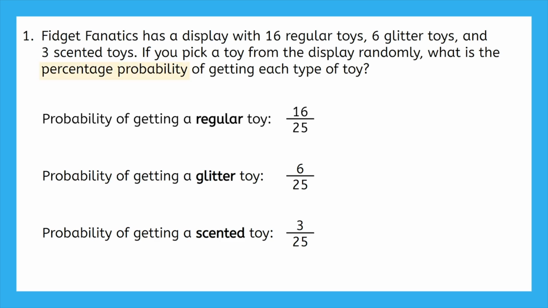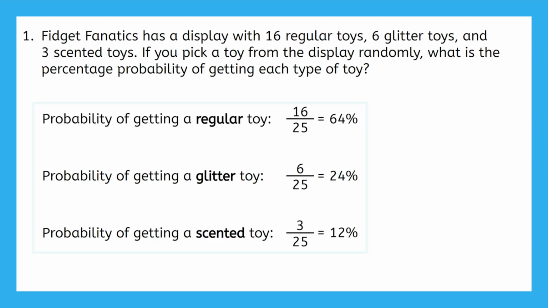Not quite. We were asked to find the percentage probability, which means we'll have to convert our fractions to percentages to finish this off. Pause the video one more time and convert your probabilities to percentages. Check your percentages against mine. 16 over 25 makes 64%. 6 over 25 makes 24%. And 3 out of 25 makes 12%.